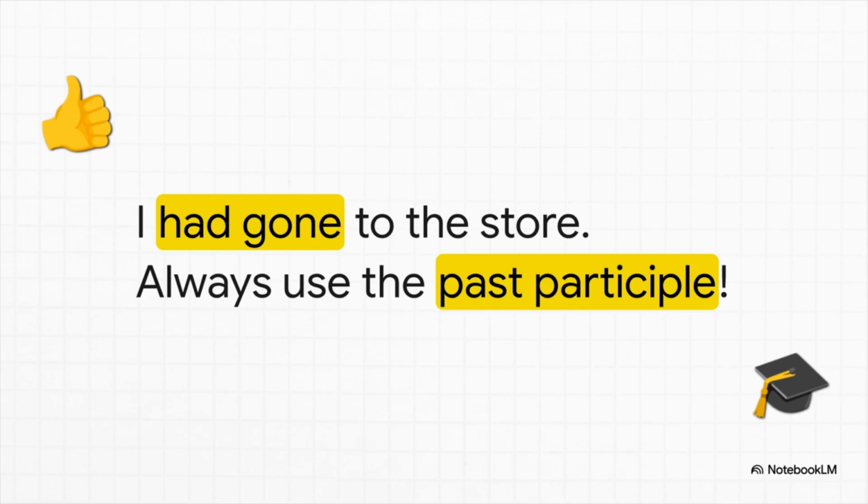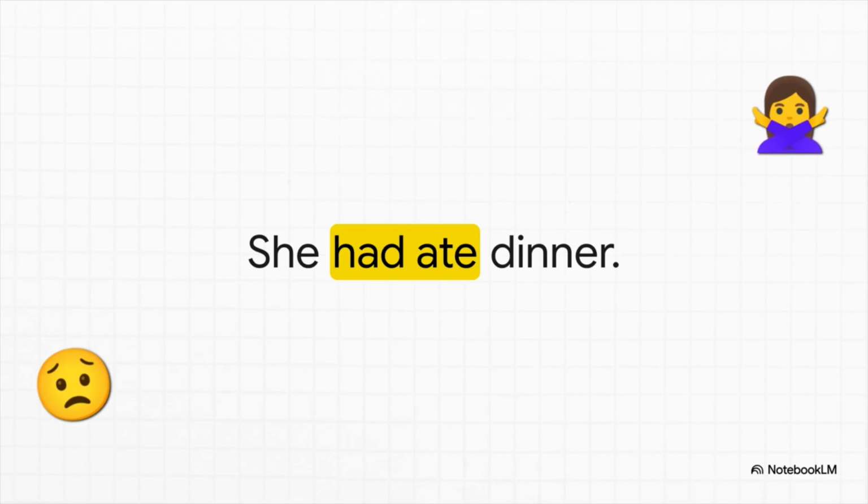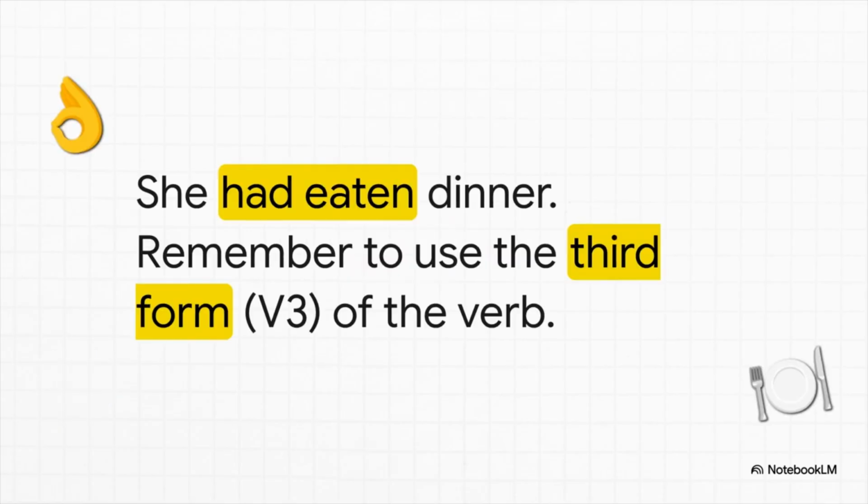not went. Here's another one you'll see pop up all over the place. She had ate dinner. And again, the fix is just to apply that one simple rule. The past participle of eat is eaten, so it has to be she had eaten dinner. Seriously, once you remember that had is always best friends with the past participle, you've totally cracked it.